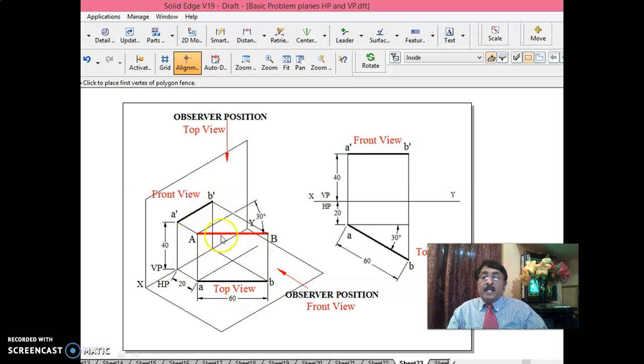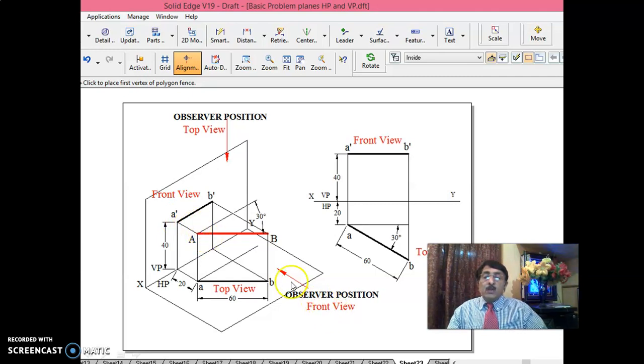One end of the line AB is 20 mm in front of VP. Can you follow? 20 mm in front of VP. And how much is the line above HP? 40 mm above HP. Correct? The line is 40 mm above HP. That means the line is this way. The line is in space, in front of VP and above HP. The line is AB, capital AB. It is in space, inclined at 30 degrees to VP, parallel to HP. And the line is 40 mm above HP. One end of the line is 20 mm in front of VP.